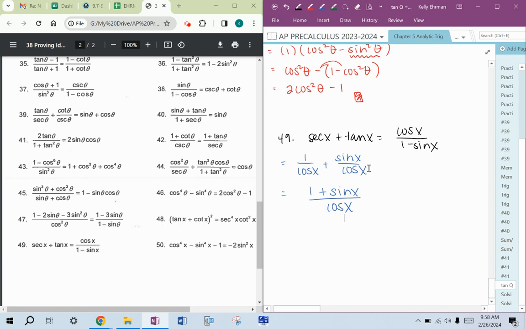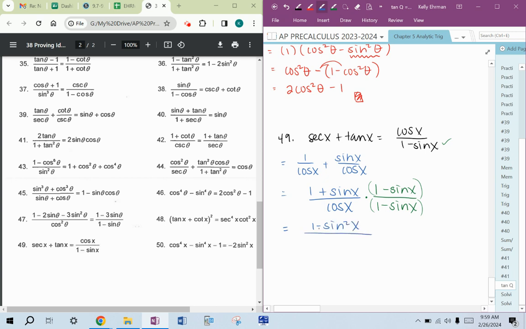And again, I'm stuck, so what do I do? I multiply by the conjugate of 1 plus sine x, for two reasons. It's going to give me more work to do so that I have some identities I can work with, but also we want a 1 minus sine x in the denominator, and we just put 1 in. 1 plus sine x times 1 minus sine x is 1 minus sine squared x.